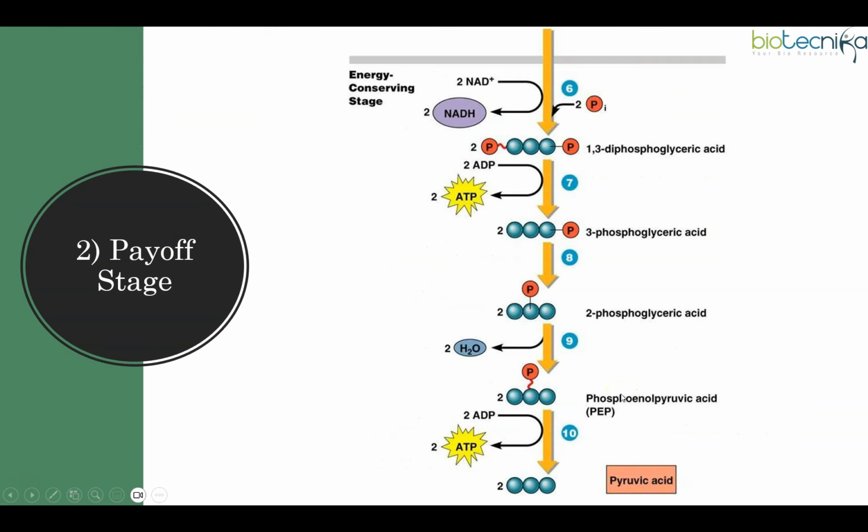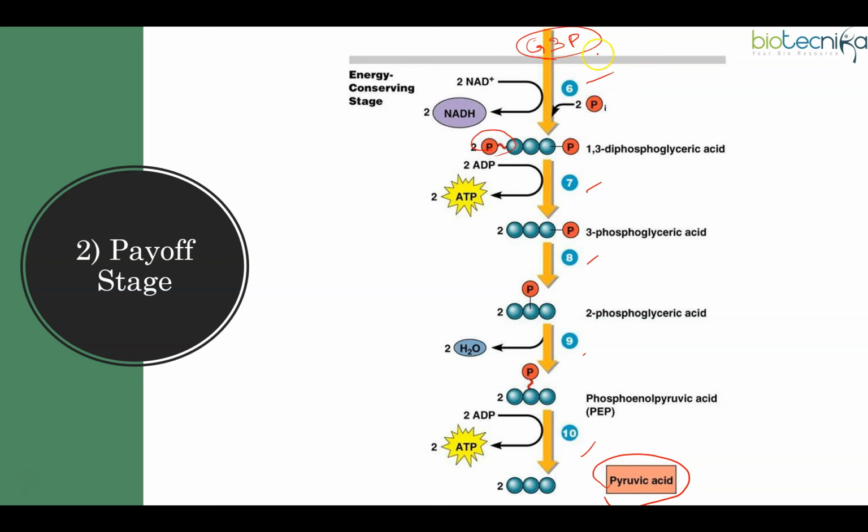Next is the payoff stage. So conversion of glyceraldehyde 3-phosphate to pyruvic acid is the payoff stage. Reactions 6 to 10, as you can see, 5 steps are here as well. In the first step, we start with glyceraldehyde 3-phosphate. From here, the 3-phosphate is what was there.